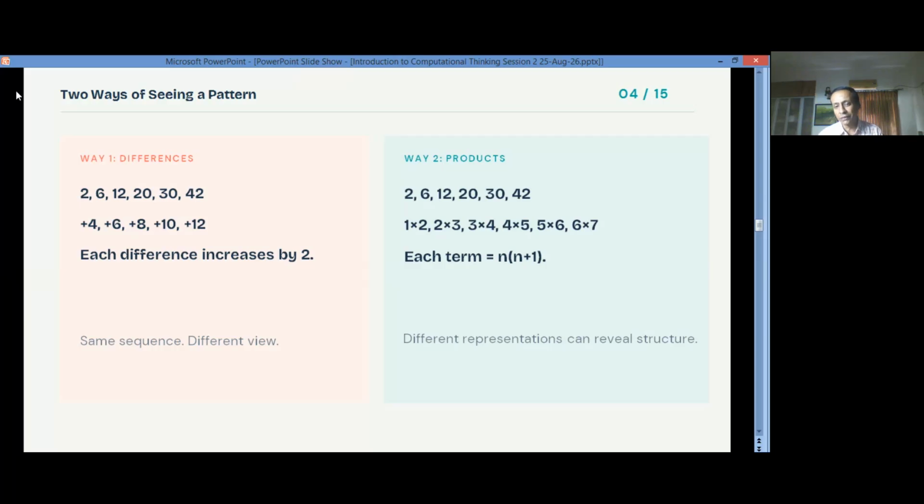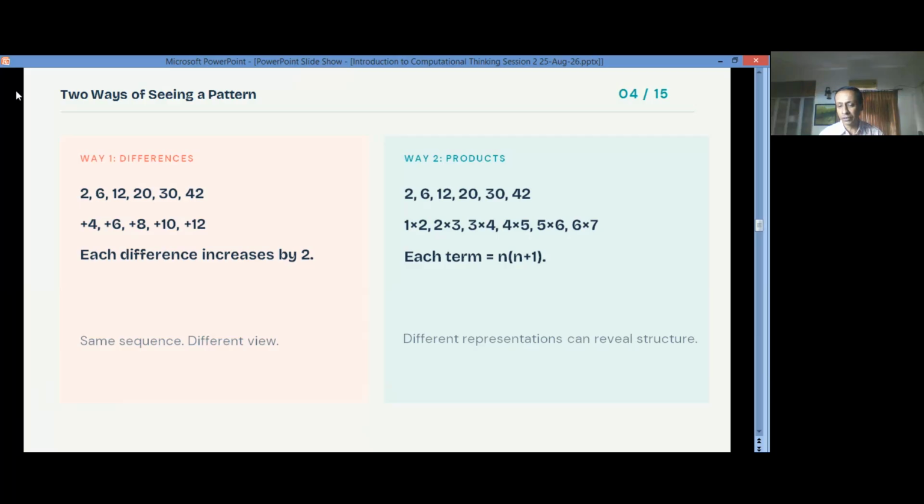As you extend it, what will be the seventh number? As you guessed, it is 7 into 8. The eighth number is 8 into 9. So very clearly you could see the same pattern, the same sequence. On the left hand side, there is one way to derive the rule. For the same pattern, we are also able to derive another rule.